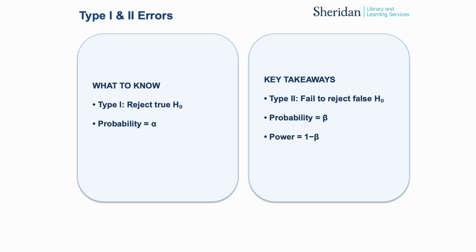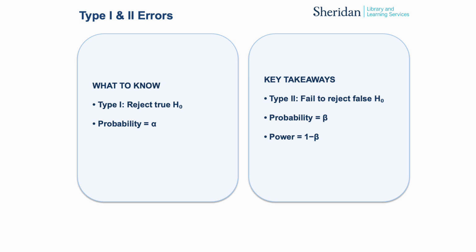So now we know how to make decisions in hypothesis testing. Let's talk about something that's often overlooked. What happens if our decision is wrong? Whenever we perform a hypothesis test, there's always a possibility of making a mistake. In statistics, there are two types of errors known as type 1 error and type 2 error.